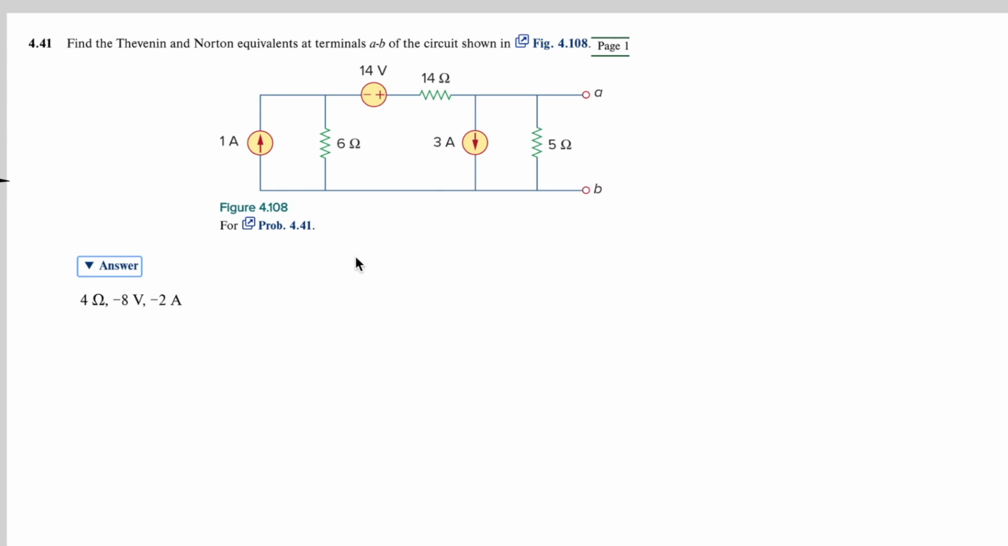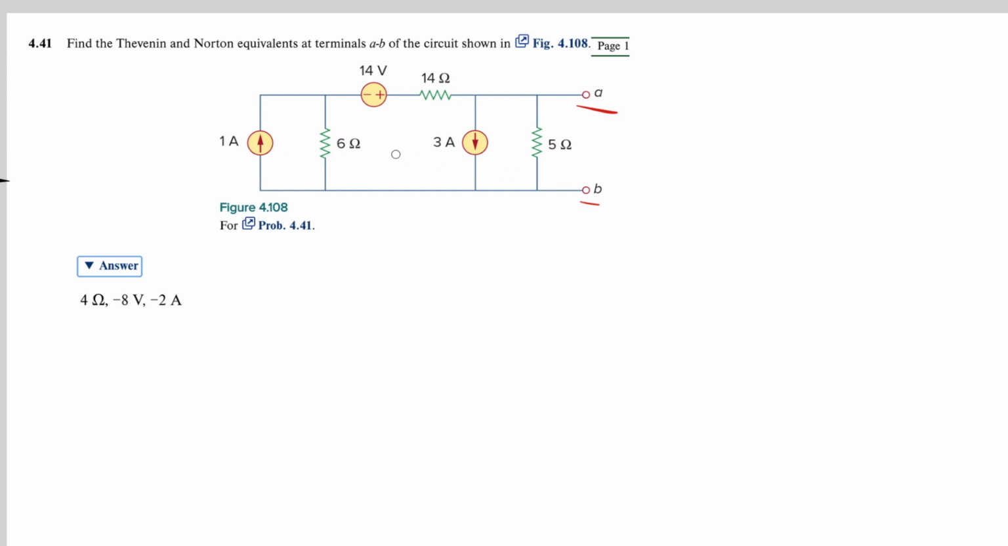I got a few questions on solving this problem with Thevenin, so I thought I would make this video to explain how to do that. In this circuit, we want to find the Thevenin's equivalent here at A and B.